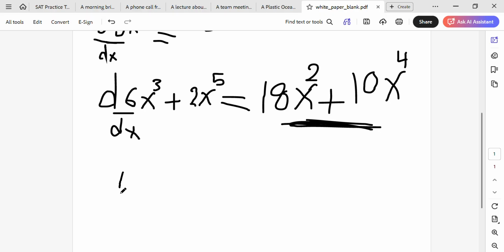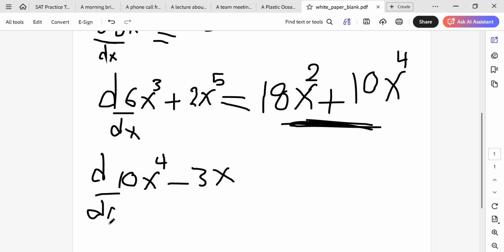Okay, let's have an additional example when it's a subtraction: 10x raised to the power, let's say, 4, minus 3x. So they ask me what is the derivative of this function. We solve it step by step in the same way. We take n as the whole number, then n minus 1. So 4 times 10, that's 40. 40x raised to the power 4 minus 1, that's 3.